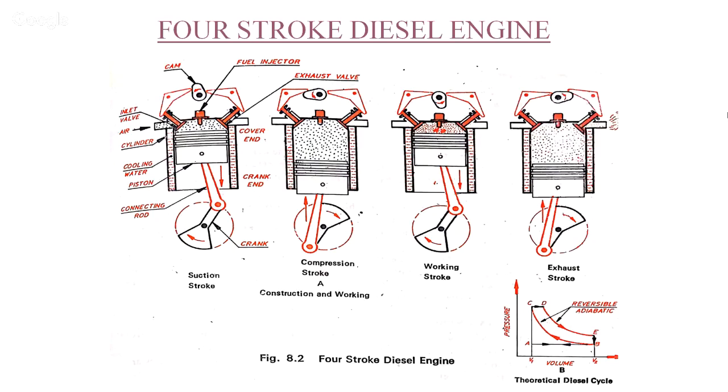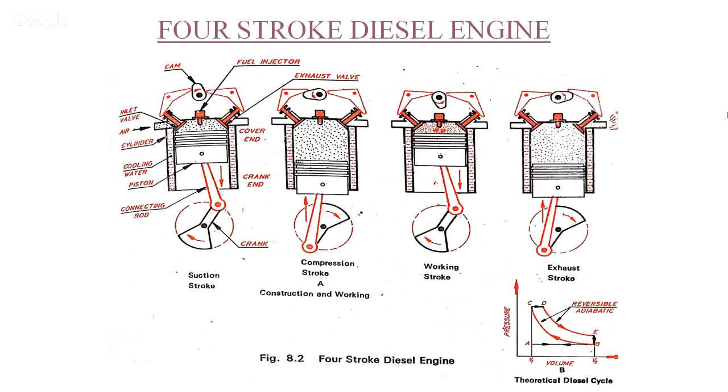Therefore, very high pressure gas is released that exerts force on the piston, and the piston is pushed from TDC to BDC. This operation is called the working stroke or expansion stroke. During this stroke, the excess power released is stored in the flywheel, and the crank makes another half revolution. Now the piston reaches BDC. In this position, the inlet valve remains closed and the exhaust valve opens.